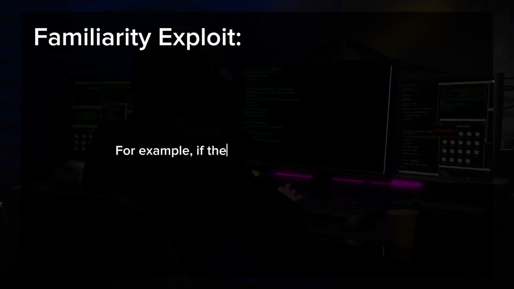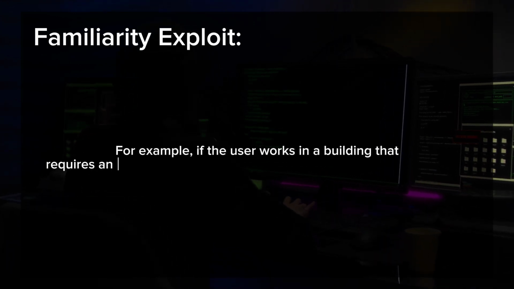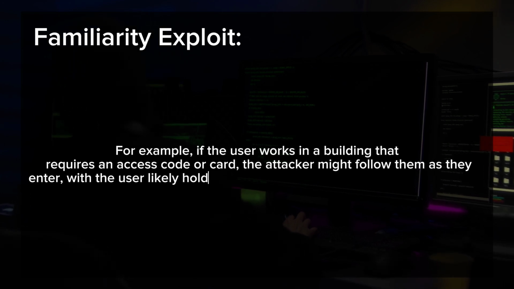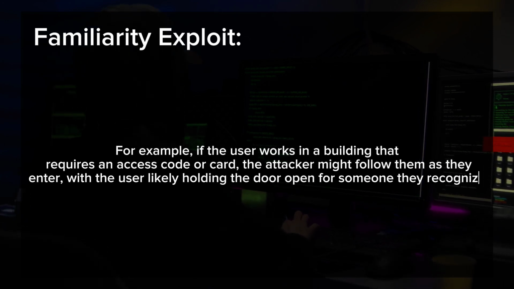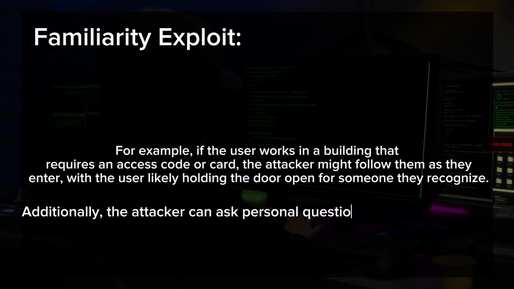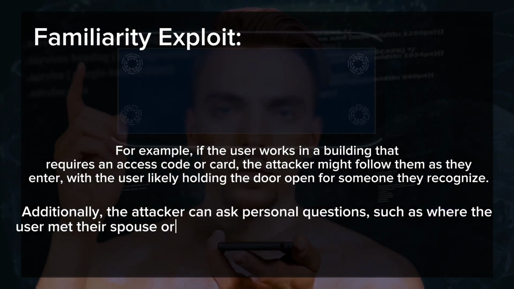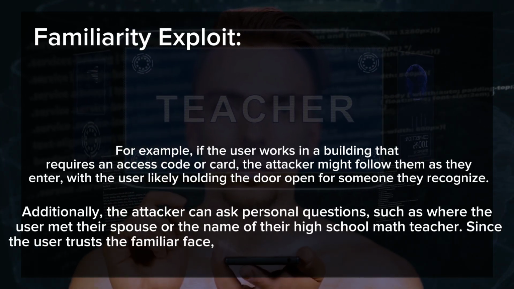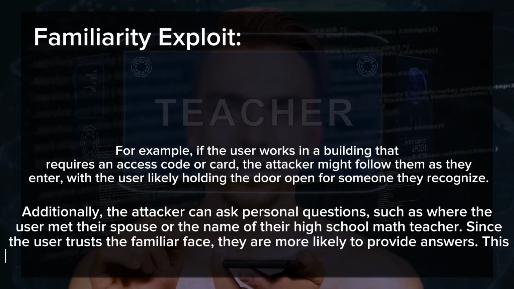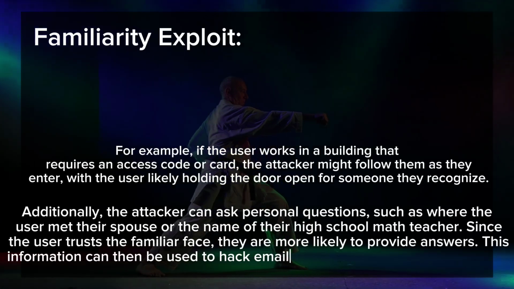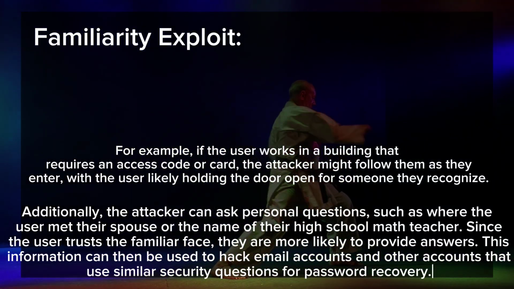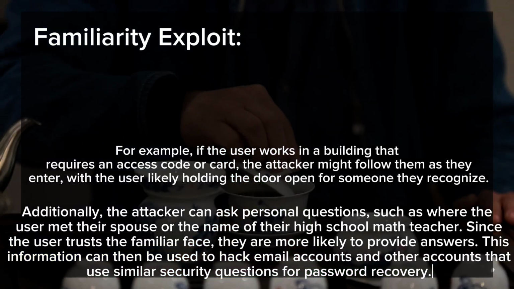For example, if the user works in a building that requires an access code or card, the attacker might follow them as they enter, with the user likely holding the door open for someone they recognize. Additionally, the attacker can ask personal questions, such as where the user met their spouse or the name of their high school math teacher. Since the user trusts the familiar face, they are more likely to provide answers. This information can then be used to hack email accounts and other accounts that use similar security questions for password recovery.